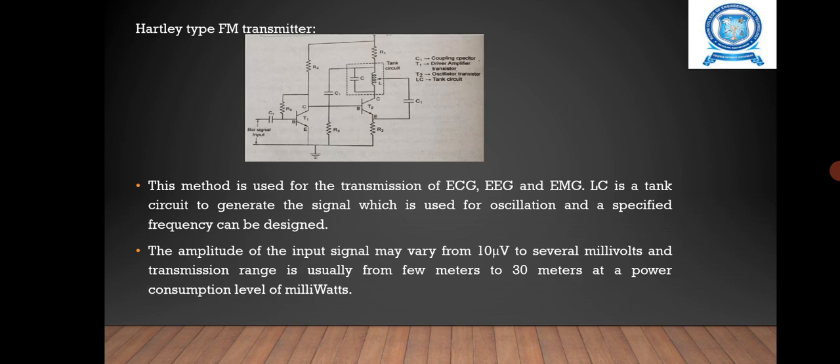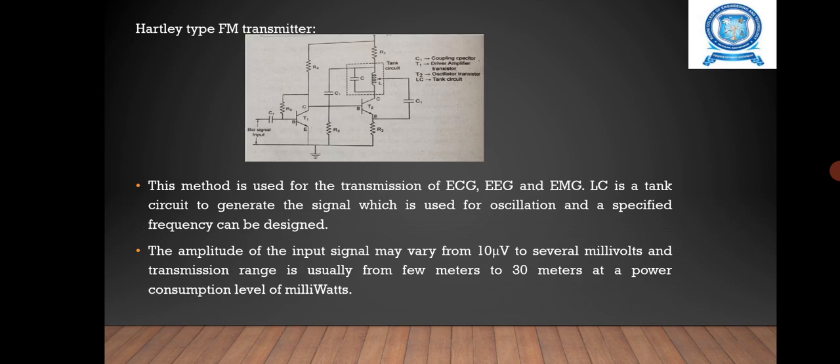The next one is the Hartley type FM transmitter. It is the method used for the transmission of ECG, EEG and EMG. Here LC is a tank circuit. It is used to generate the signal for oscillation, and a specified frequency can be designated. Therefore, the bandwidth of the signal varies from 100 Hz to 1 kHz. The amplitude of the input signal may vary from 10 mV to several millivolts, and the transmission range is usually from a few meters to 30 meters at a power consumption level of milliwatts.